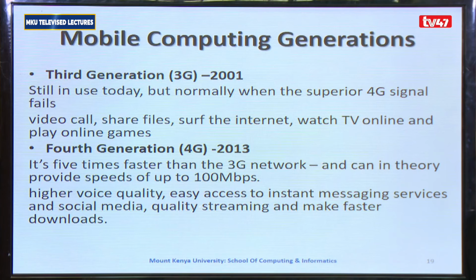The fourth generation was an advancement of 3G, which is 5 times faster than the 3G network. In theory it provides a speed of 100 megabits per second, and it comes with the following functionality: higher voice quality than what we have in the third generation, easy access to instant messaging services and social media like Facebook and WhatsApp, and then quality streaming and faster downloads.